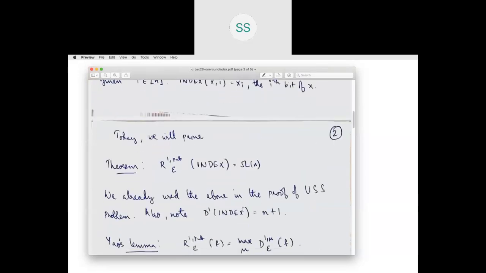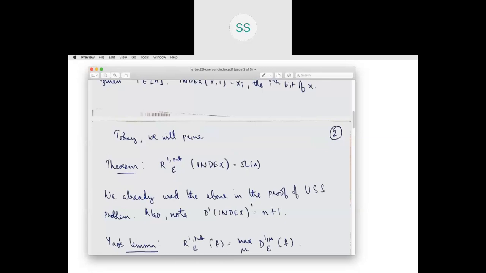And today we will see that the one round complexity of index is linear. It is at least linear. And clearly it is at most linear, because Alice could just send her entire input to Bob, since she is holding an n-bit input.